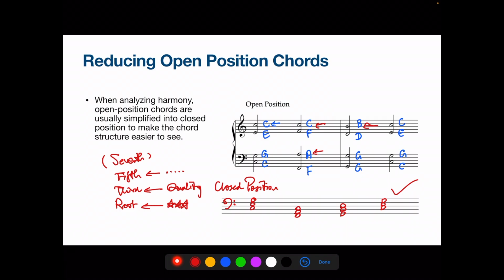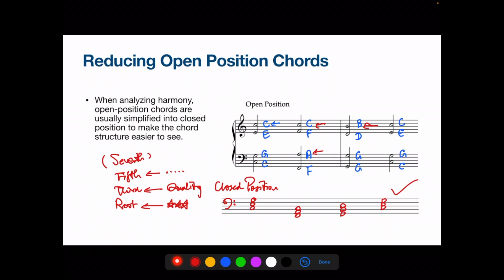But if we just play the root and the third, in this case C and E, you can clearly tell this is a major chord. Even without the fifth, without playing the G, it sounds like a complete chord. Or in the case of a minor, C and E flat, that sounds like a pretty full harmony.